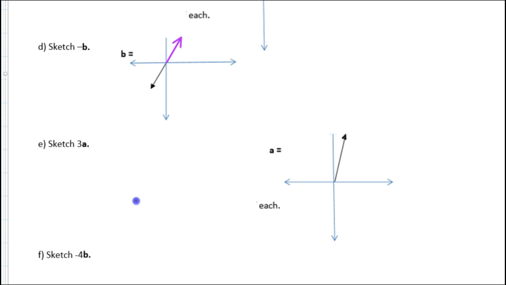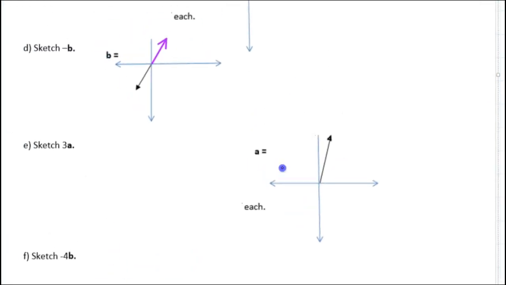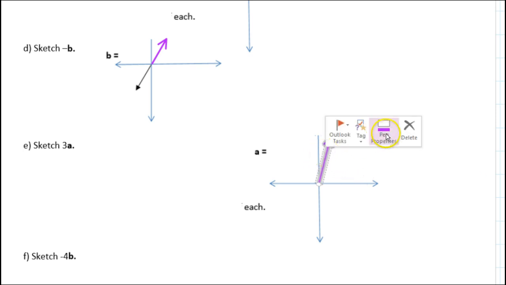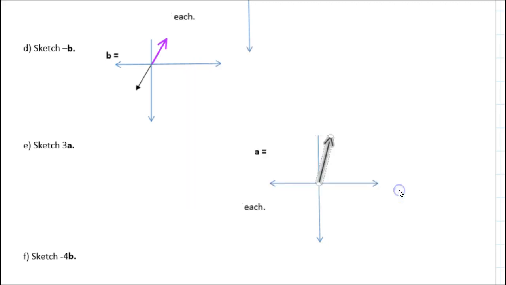Okay, similarly for part E, we do 3 times vector A. So here's vector A. Better leave myself some space because 3 times A should be triple this length in the same direction. So again, I'm going to choose Draw, and I'm going to choose my Draw Arrow tool. First, I'm going to copy the identical vector. Let me change this back to black for a moment, because this is not my final answer. Okay, so I've copied it.